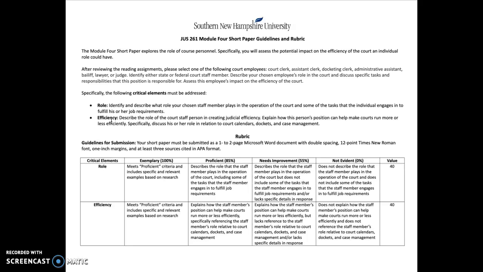So if I'm doing a court clerk, for example, I'm going to describe how a court clerk helps in promoting judicial efficiency. And I'm going to explain how this person's position can help make courts run more or less efficiently, specifically discussing their role relative to court calendars, dockets, and case management. All right. And so let's talk about that for just a second.